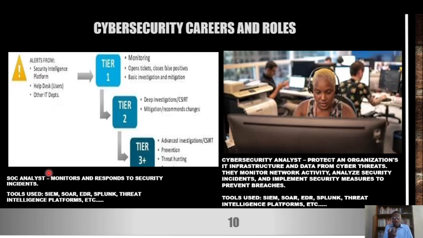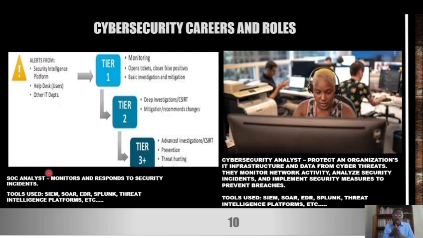SOC itself stands for Security Operations Center. So think of it as the control room of a cybersecurity team. A SOC analyst works inside this command center, and their job is to monitor, detect, and respond to security threats in real time. So that's the job of a SOC analyst.